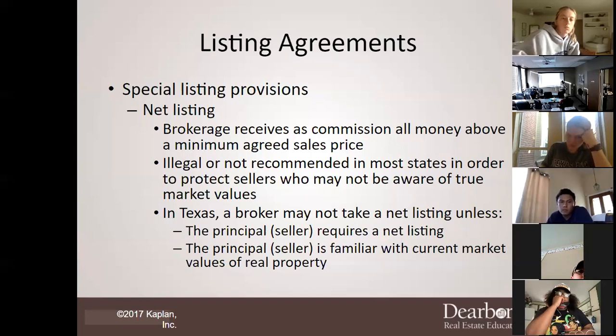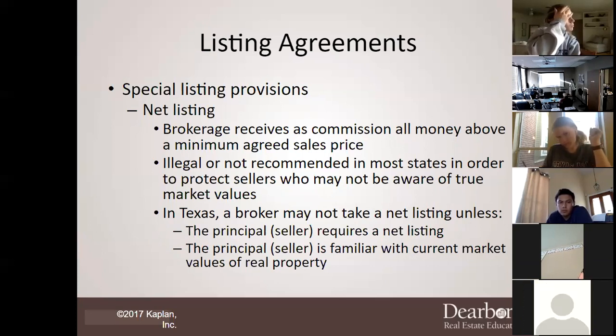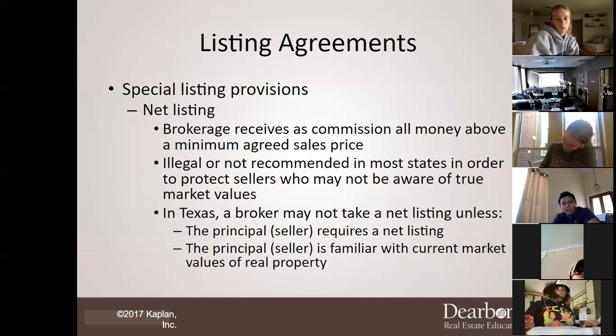More special listings. There's a net listing. That's where the brokerage receives a commission on all money above an agreed minimum price. So let's say that someone's house is worth $300,000, but they look up their estimate online and they say that it's only $200,000. And so we go into a net listing agreement where she agrees that if I can get you the price of $200,000, then anything above that comes to me.